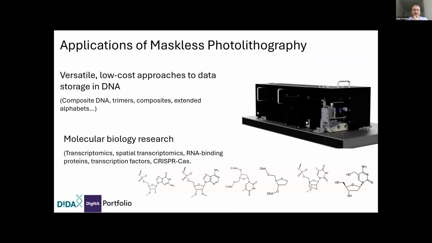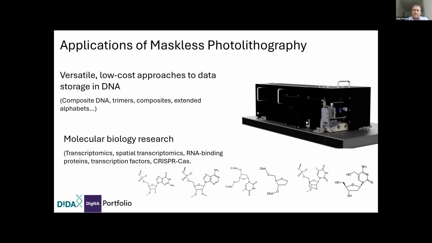I just want to briefly talk in the last couple of slides about applications of this kind of photolithography. We call it maskless photolithography because, as opposed to the original Affymetrix system, we don't use physical masks. A mask, the kind that's used in photolithography, is typically a chrome film on glass, and the chrome is selectively etched away so that you have windows that allow the light to be transmitted.